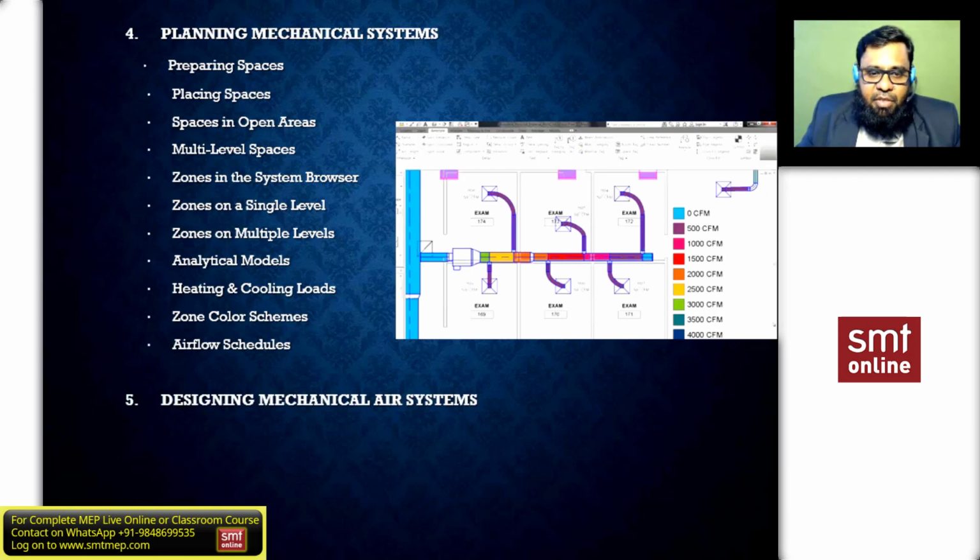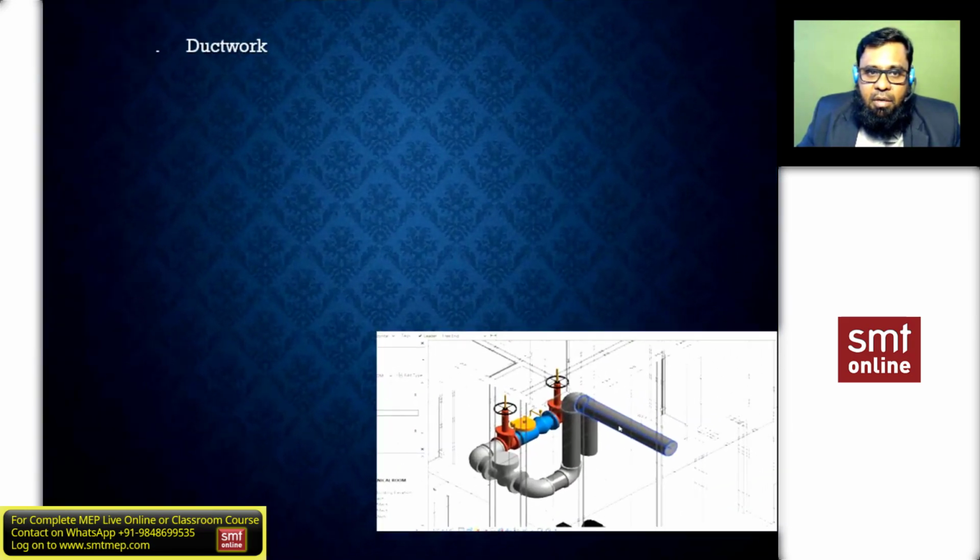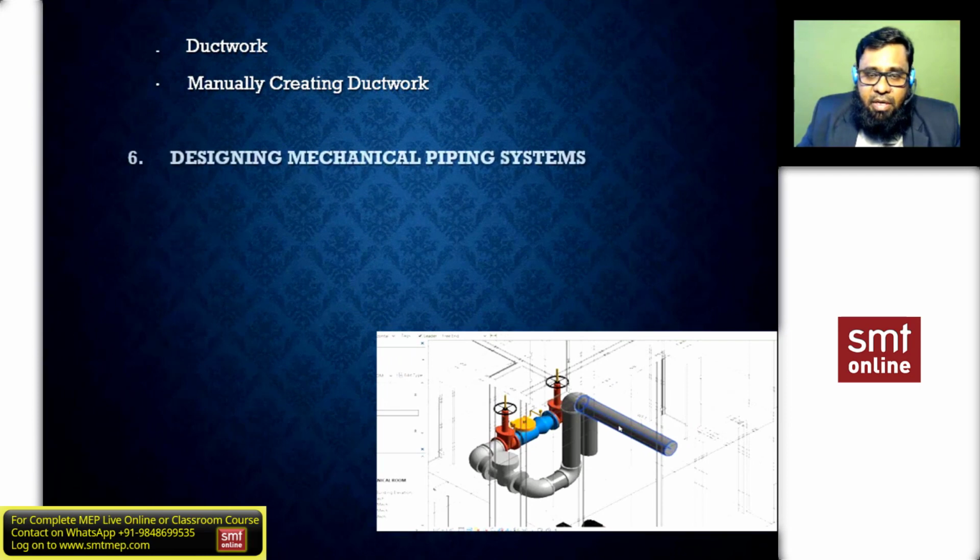Then chapter 5. In chapter 5 we'll talk about the mechanical air system. Chapter 4 is for load calculation, and chapter 5 is for the air system, like placing the AHU, diffusers, hosted air terminals, non-hosted air terminals, etc., and duct designing. Here we cover ductwork, manually creating ductwork, auto routing, etc.